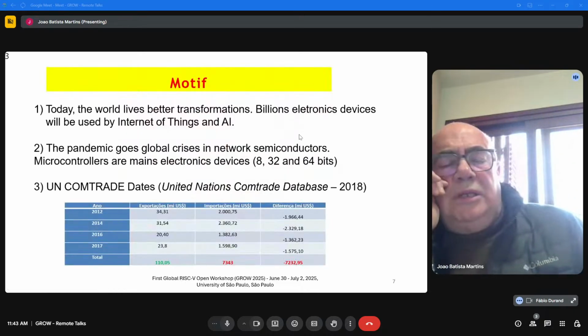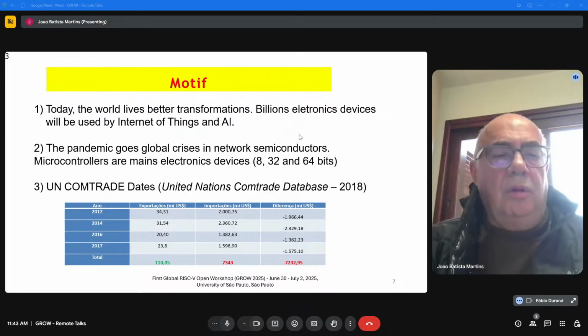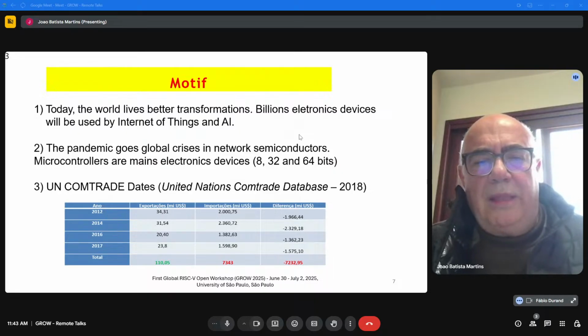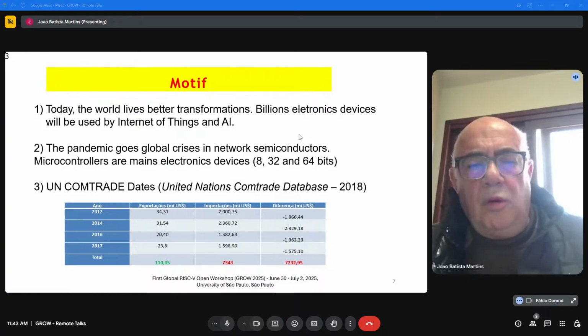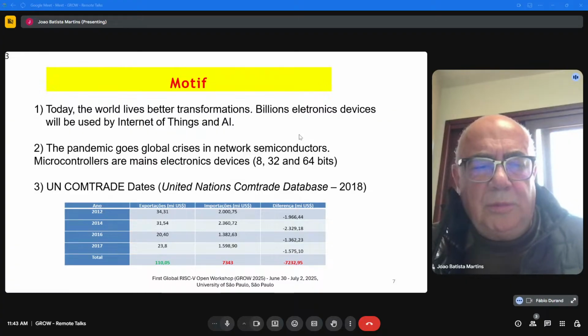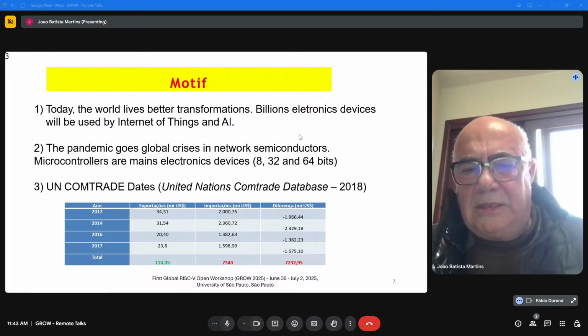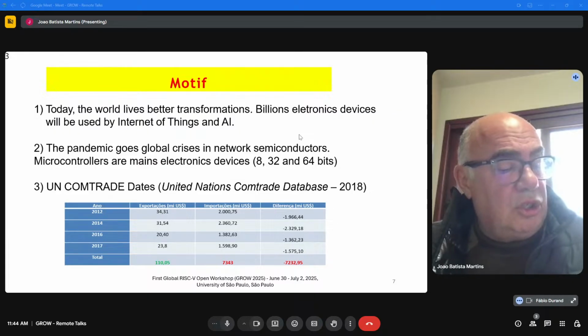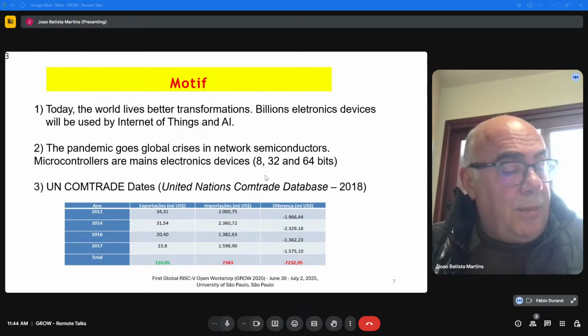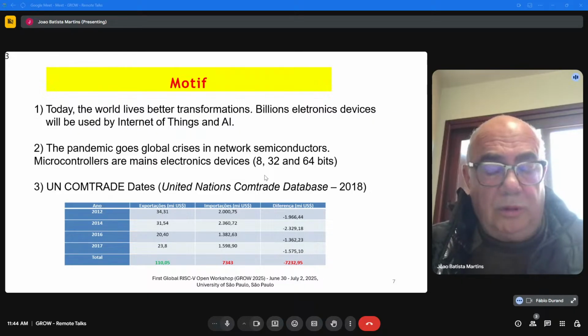The motivation of this project is the microcontroller. Today, the world lives through big transformations. Billions of electronic devices will be used by the Internet of Things and AI. The pandemic caused a global crisis in the semiconductor supply chain. Microcontrollers are the most common electronic devices, in 8, 32, and 64 bits. Data from Comex Stat shows the great difference between imports and exports of semiconductors in Brazil. Brazil is totally dependent on external semiconductor production.